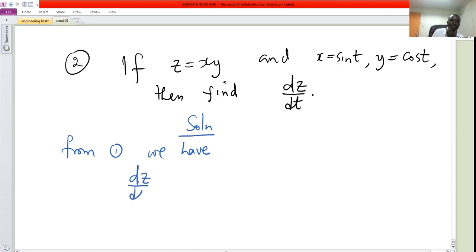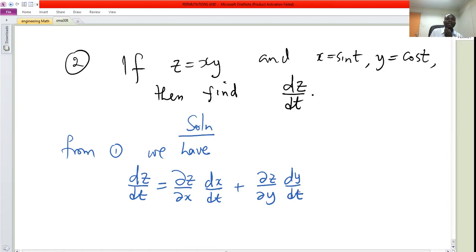So the role of w in 1 is z: partial z partial x times dx/dt plus partial z partial y times dy/dt. This is by definition how to define dz/dt by the chain rule. When you differentiate with respect to x, partial z partial x will give us y. dx/dt, when you differentiate with respect to time, you get cosine of t. Partial z partial y will give us x. dy/dt is minus sine t.